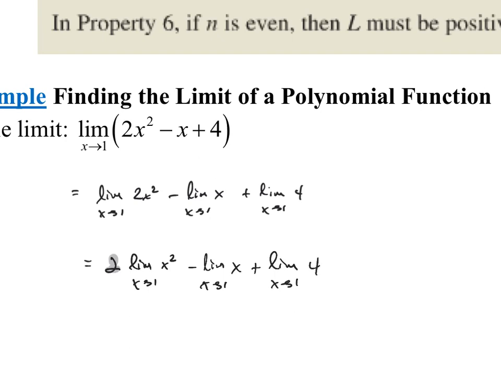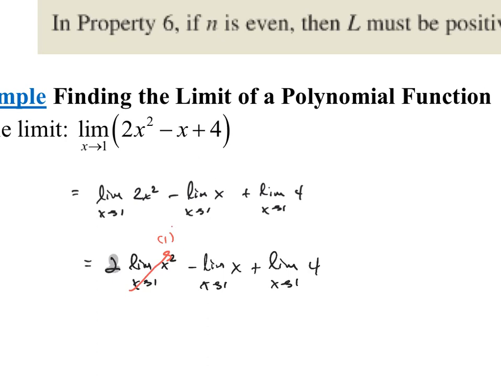That's using my new rules. So I used addition and subtraction to separate it. I used the constant multiple rule to pull that 2 out in front. Now I can just go here and I can use all the rules that I learned on the previous page. So one of the rules was the limit of x to the n. Well, look, you can just plug in that number.